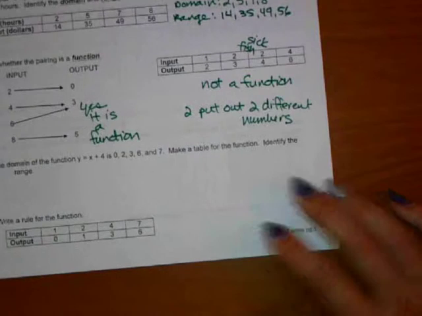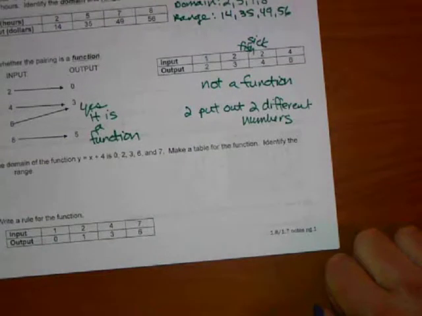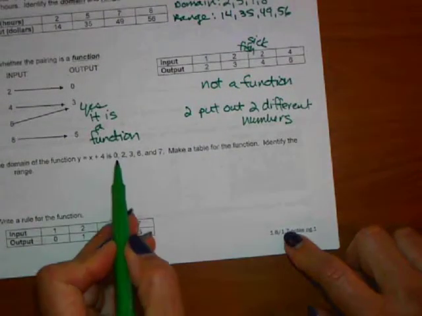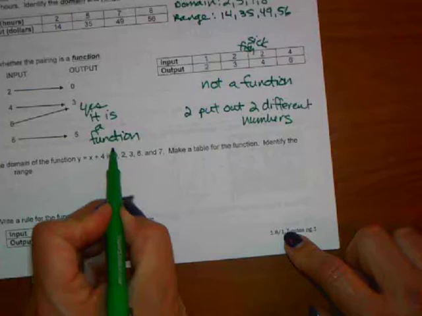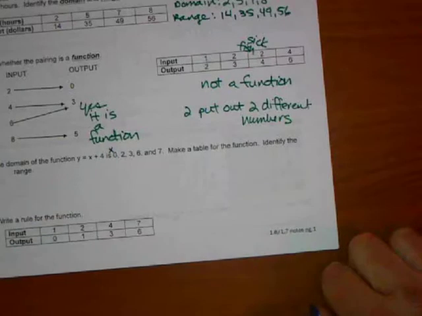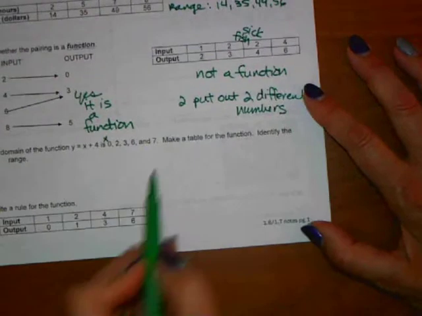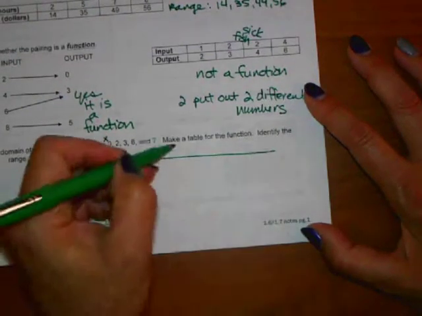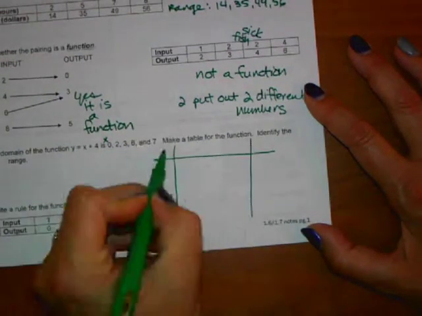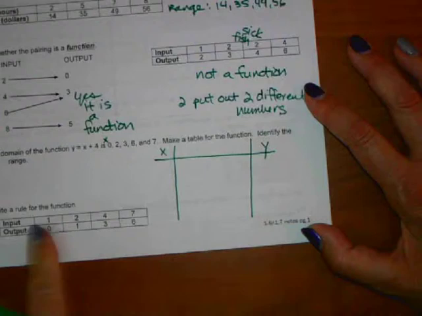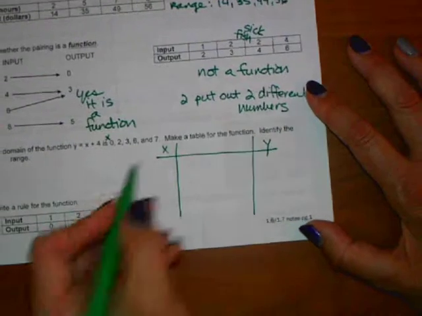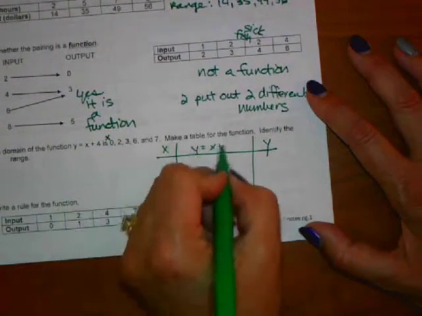Okay. The domain of the function y equals x plus 4 is 0, 2, 3, 6, and 7. So these are my x values. The domain, that's what goes in. Make a table for the function and identify the range. Now I'm guessing you did quite a bit of this last year. So here's how I would make this table. X, y. You don't have to do it like that necessarily. And then I would put the function here.